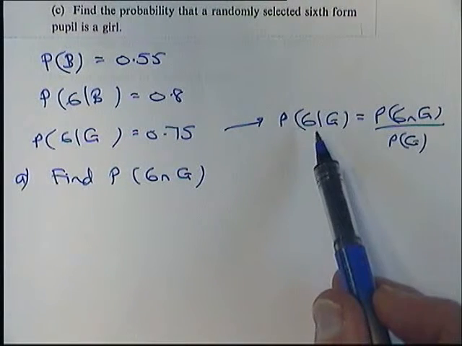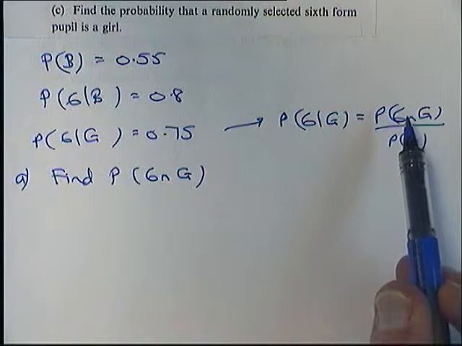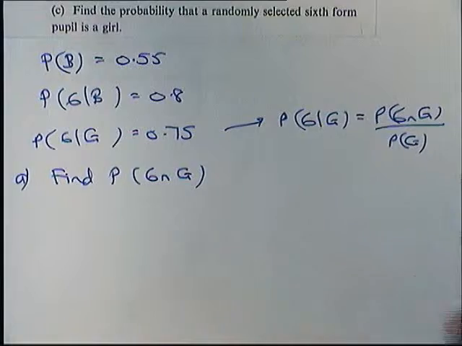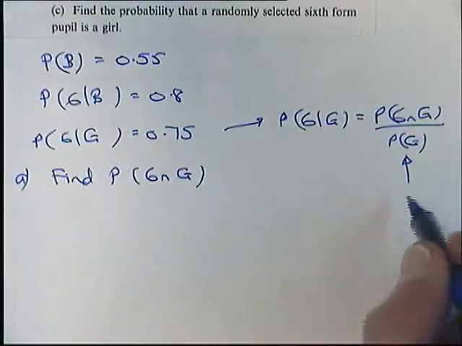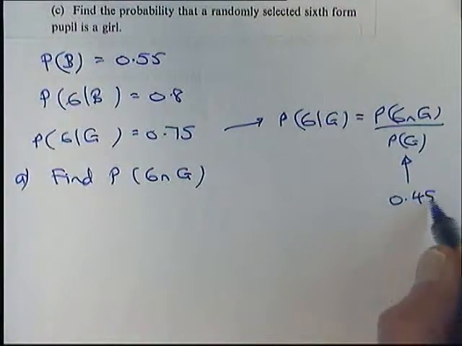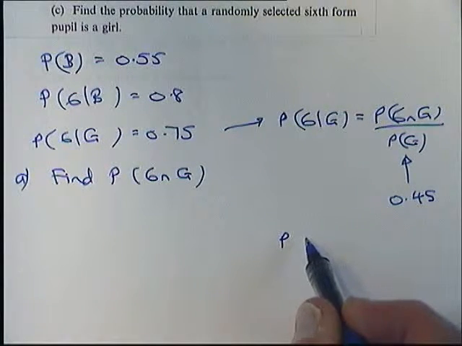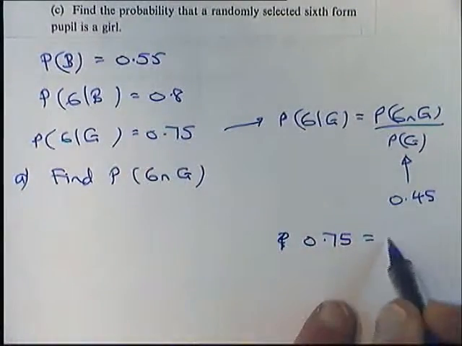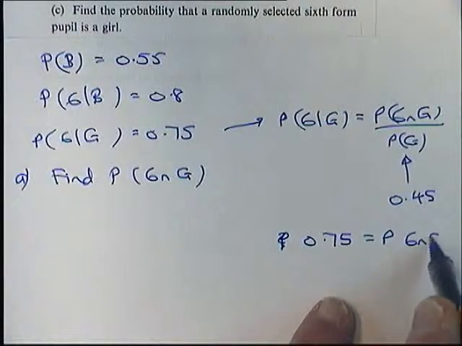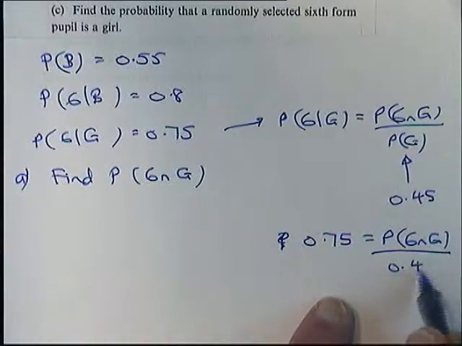So, this one here, 6 given G, we know. This one here is actually what we want to find out. So we know the probability of G? Yes, 0.45. If boys is 55%, that one must be 45%. So if I rewrite that, it's the probability of 6 given G, which I know is 0.75. Then over here it's the probability of 6 and G, which is what I'm trying to find out, over 0.45.